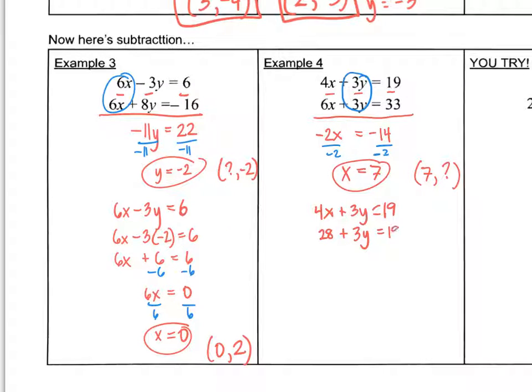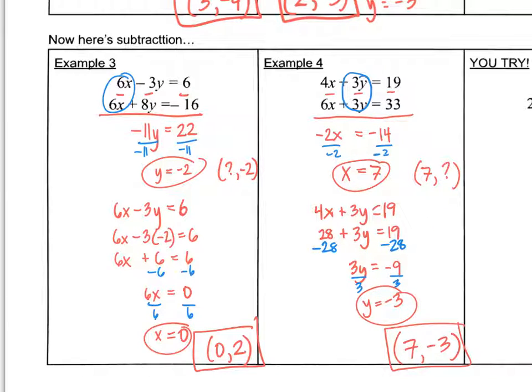That's equal to 19. Next, I'm going to subtract 28 on both sides, and I get 3y on the left. 19 minus 28 is a -9. Then I divide by 3, and y is -3. So final complete answer: 7, -3.